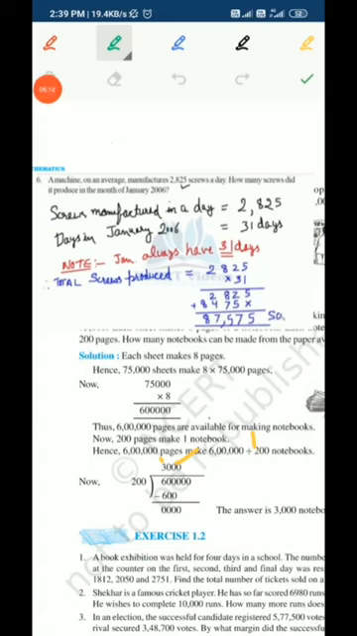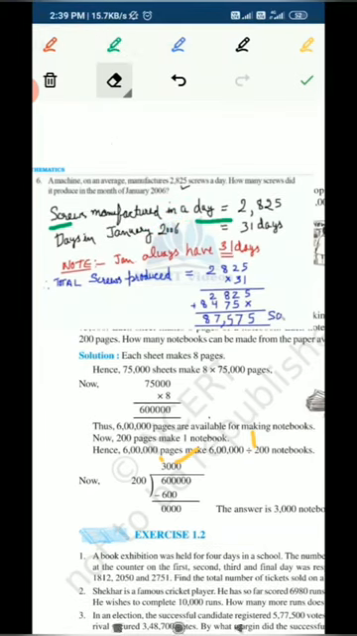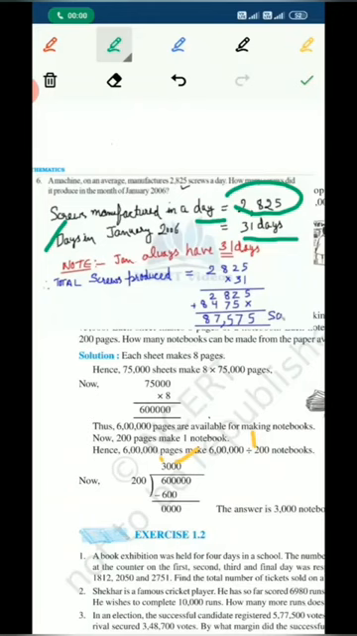So let's have a look at the solution. How will we write the solution? First of all, we'll write the screws manufactured in a day. The screws manufactured in a day is 2825. Then days in January 2006 is equal to 31, as in January there are always 31 days. So total screws produced, how will we find?